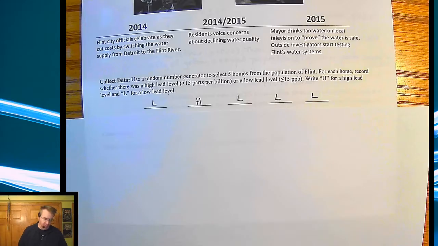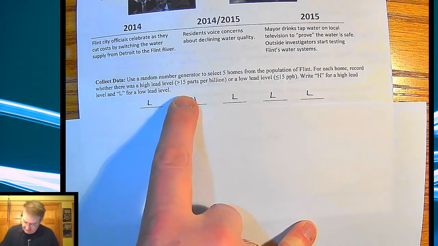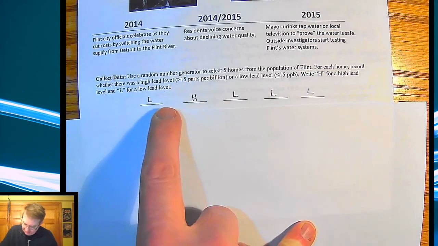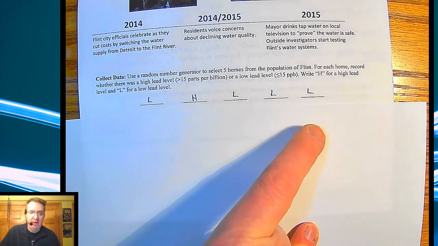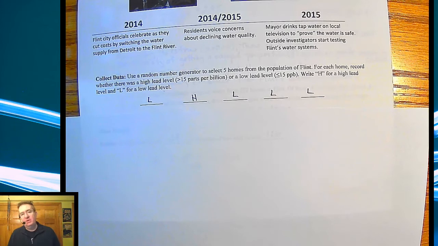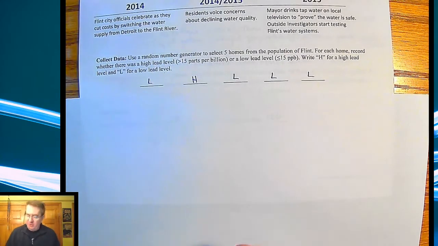So I went through and I did it. Here you want at least 15 parts per billion. So I got a low, high, low, low, low. Now, since this is a new lesson from StatsMedic and Skew the Script, I haven't done this with my class, so I'm using their data. But again, it's pretty straightforward.